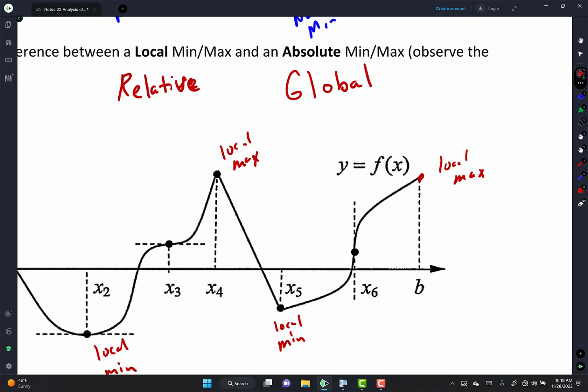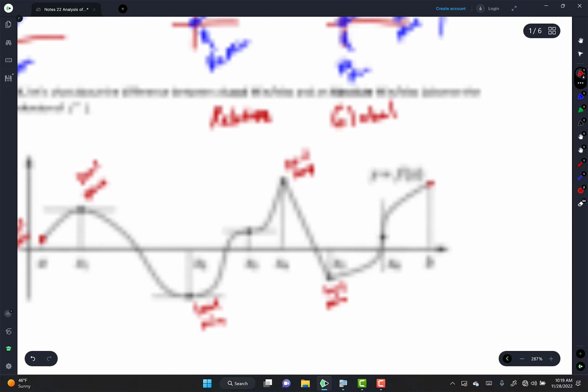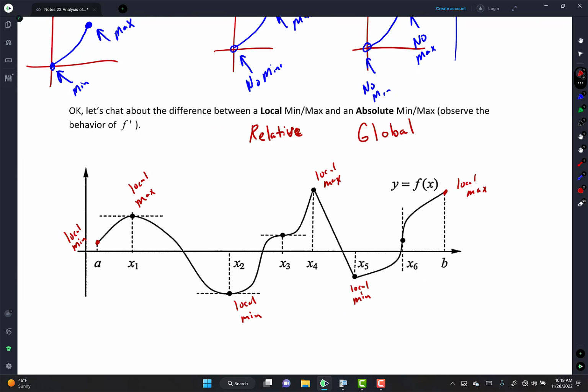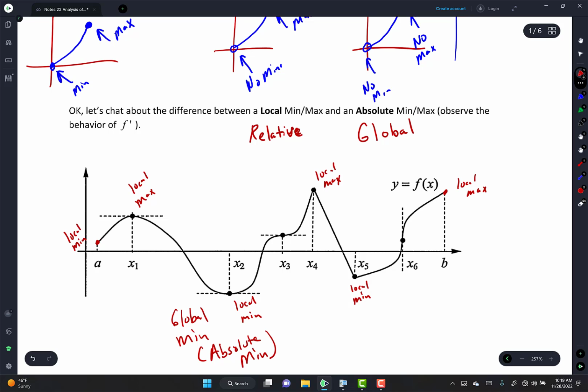Are we okay? Okay. Now let's look at the whole picture. Do I have a global min? Yeah. Which one? X2 is a global min. You could also use the word absolute min. Both of those words are interchangeable. In the vicinity of the whole from A to B, there is no lower point than X2.